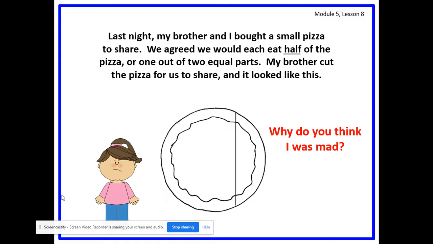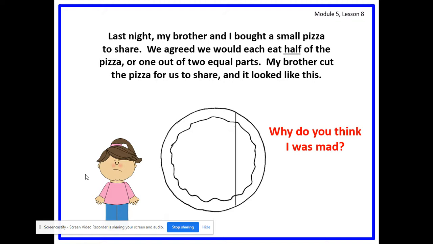Why do you think I was mad? What's wrong with my brother's version of fair shares? Can you see why? Is this pizza really cut in half into two equal parts? Get ready. Yeah, it's not, because one piece is much bigger than the other piece. So, if my brother and I are going to share this pizza fairly, we need to each have an equal part. To have 1/2 of the pizza, the two parts need to be the same size and shape.